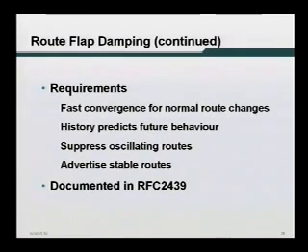The requirements then were fast convergence for normal route changes. Okay, so for the normal announcement, you want fast convergence. So you don't want to change BGP like this. You want to use history to try and predict the future. So if a prefix is flapping a lot, you could basically say it's going to carry on flapping a lot. Whereas if a prefix has been very stable, it's going to remain stable. So the idea is to try and suppress oscillating routes, but advertise the stable ones.